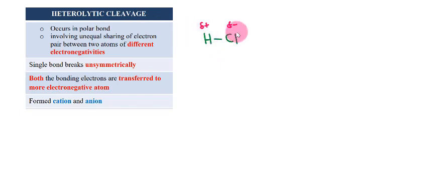Since these two atoms have different electronegativity, it will break unsymmetrically, where the more electronegative atom will get both electrons. Now I'm going to use the curved arrow to show the movement of electrons. Since these two electrons will go to the chlorine atom, we are going to use a double-headed arrow. After the bond is broken, we will get an H plus and a Cl minus. So these two ions are a cation and an anion.